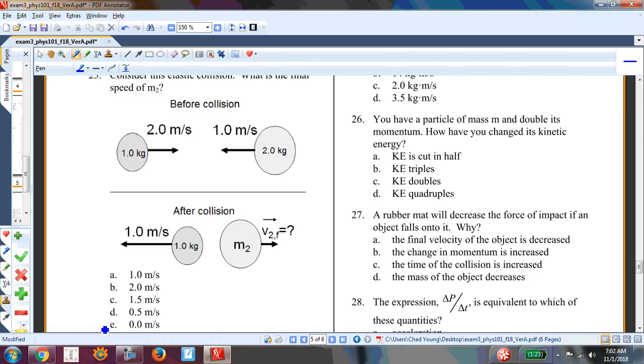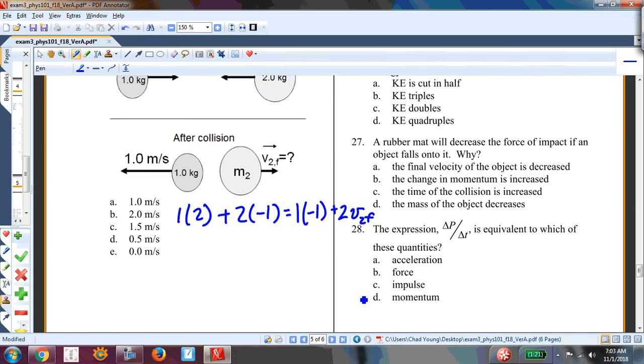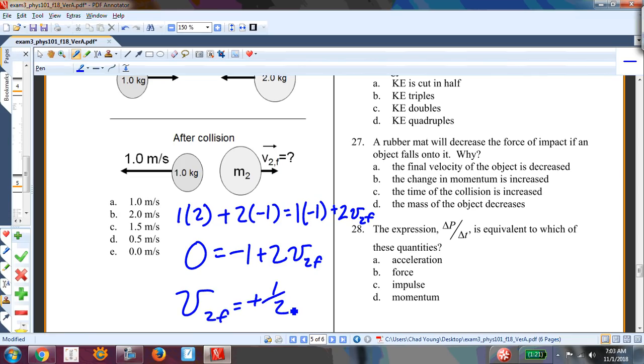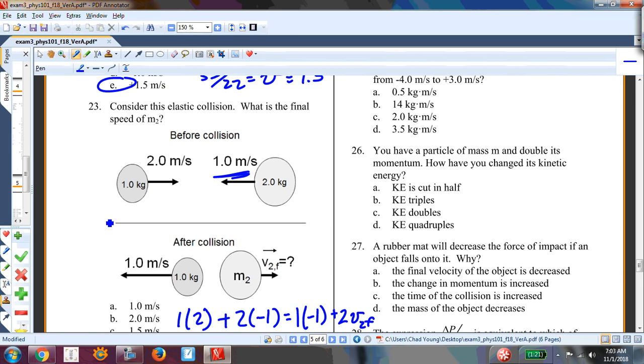Very similar problem, except I just give you the figure, so it might be a little easier. So my initial momentum is 1 times 2 plus 2 times negative 1, and it's equal to 1 times negative 1 plus 2 times V2F. All right, so that's 2 minus 2. Oh, this is 0. 0 is equal to negative 1 plus 2 V2F. So V2F is equal to positive 1/2 meters per second. So D is the right answer for 23.